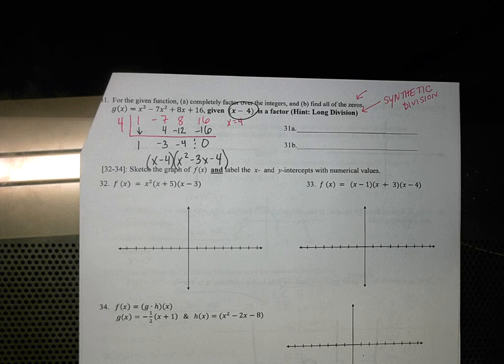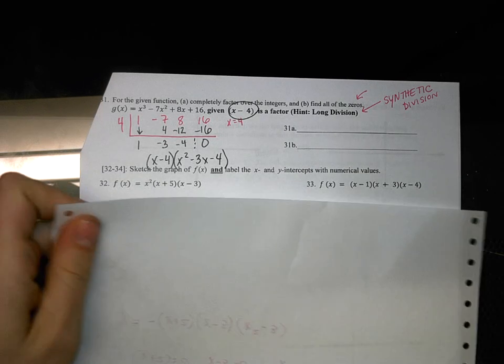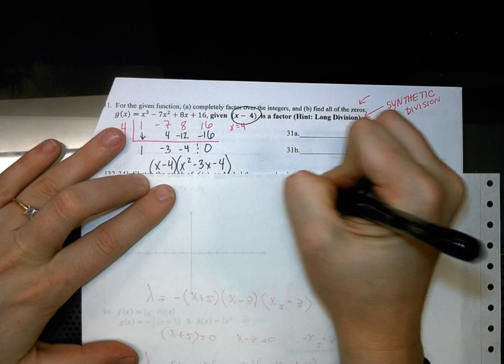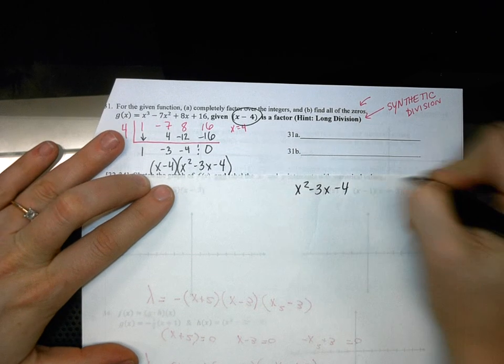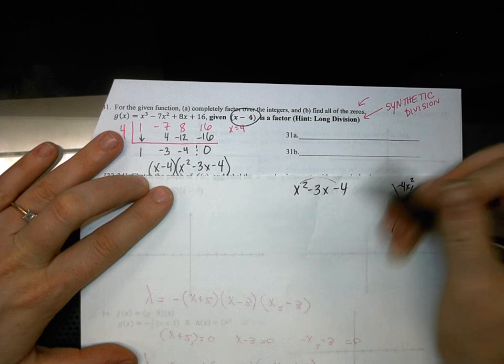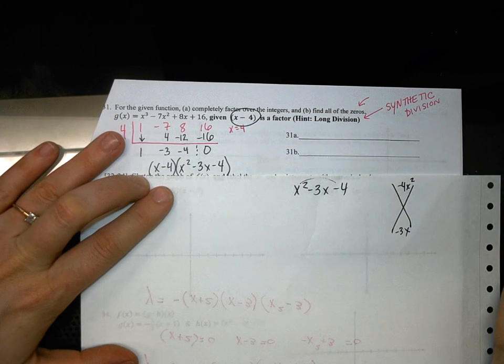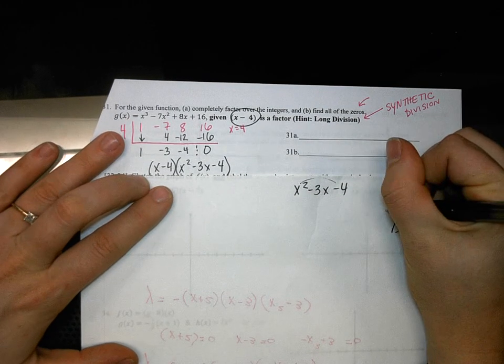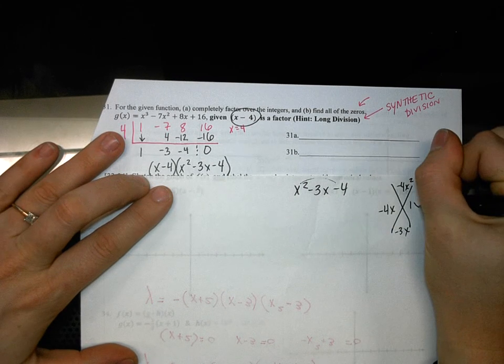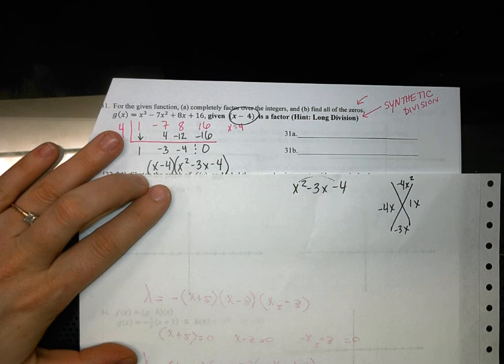I'm going to use this as a separate sheet of paper so I can show room. To factor x squared minus 3x minus 4, I need to know what two numbers multiply to negative 4x squared and add to negative 3x. Those numbers are negative 4x and positive 1x. They multiply to negative 4 and they add to negative 3.